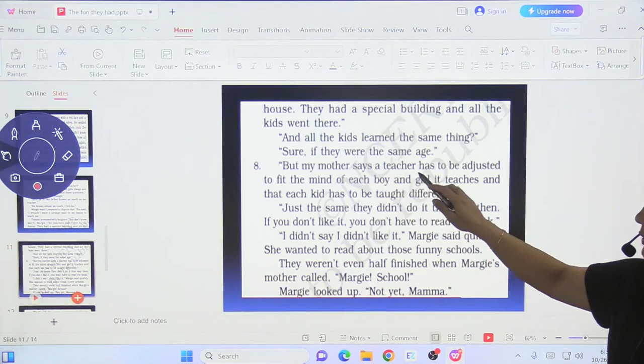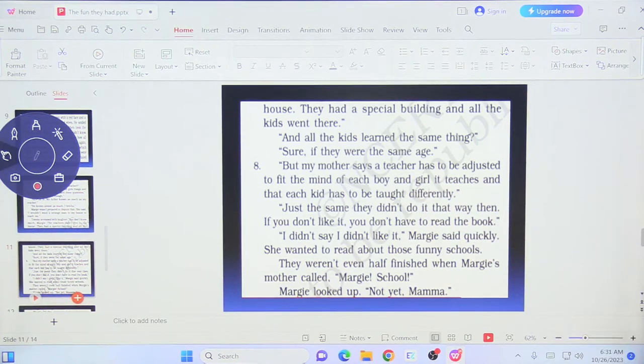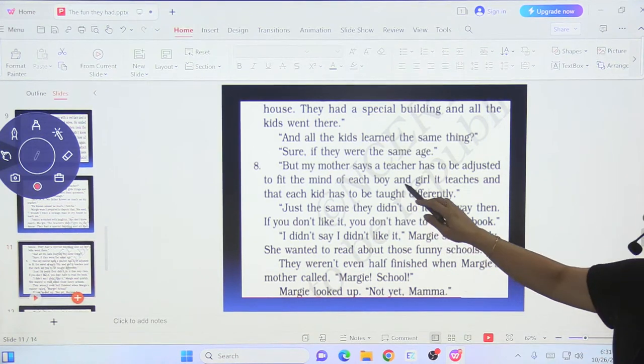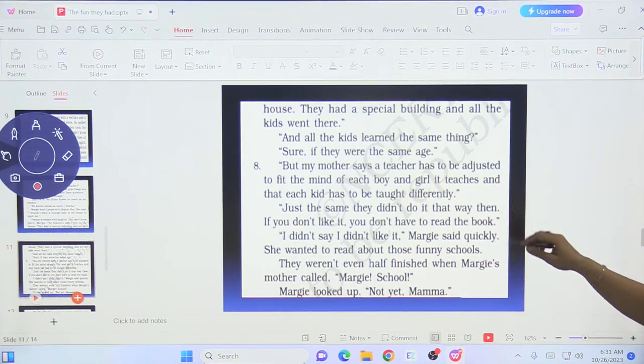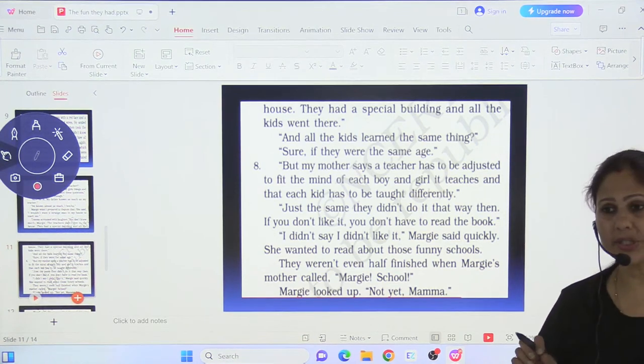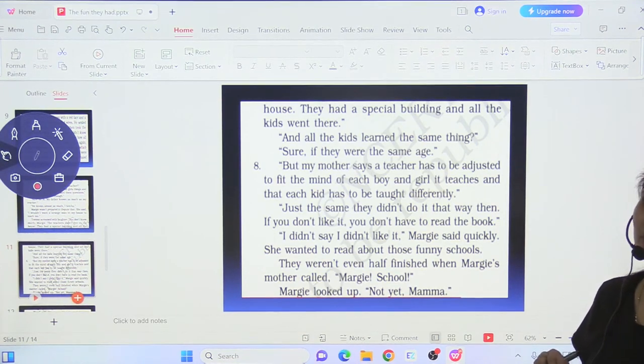"Sure, if they are of the same age," but the thing is, they all should belong to the same age. "But my mother says a teacher has to be adjusted to fit the mind of each boy and girl." So again, she has to put her point that my mother always says that a child should learn according to her age.